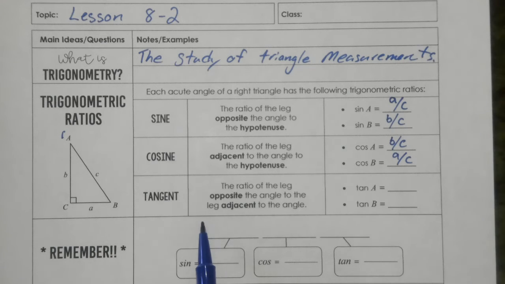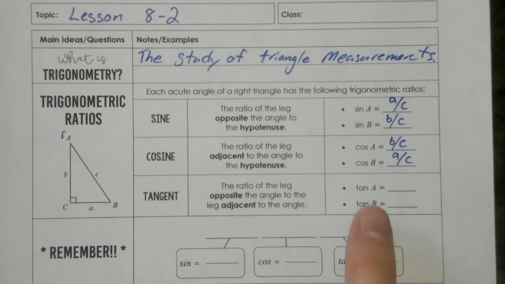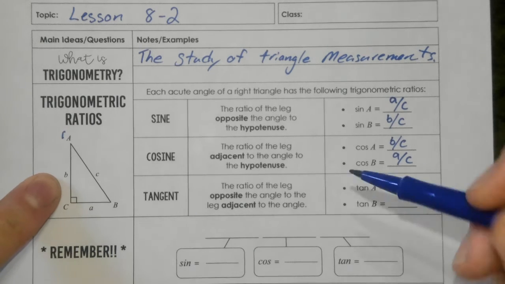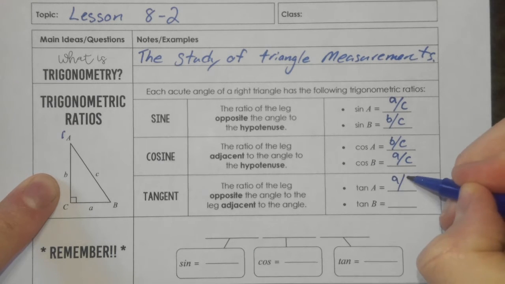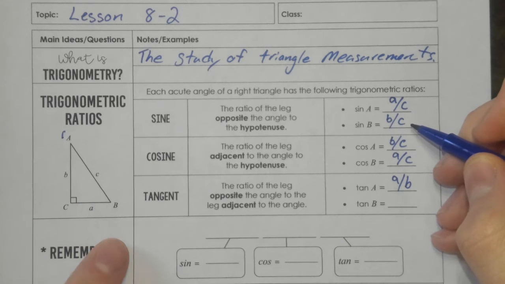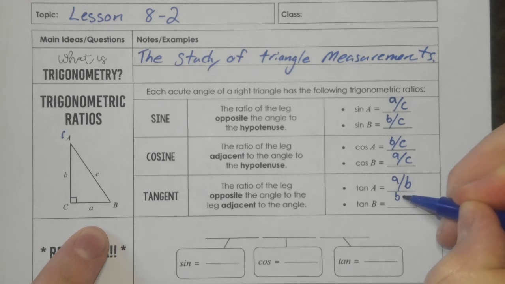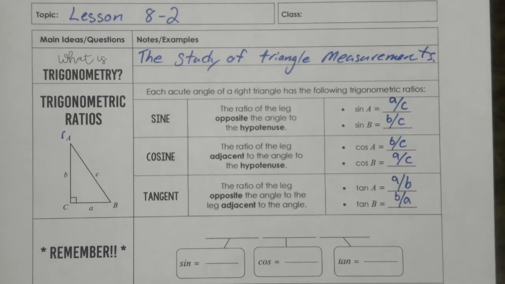Okay. The third one is the tangent. So, the ratio of the leg opposite the angle to the leg adjacent to the angle. Okay, so tan A, or tangent of A, is going to be the opposite leg over the adjacent leg. So a over b. And then the tangent of B would be opposite over adjacent. Opposite is b, and adjacent is a. Okay, so this is how we write those ratios for sine, cosine, and tangent.